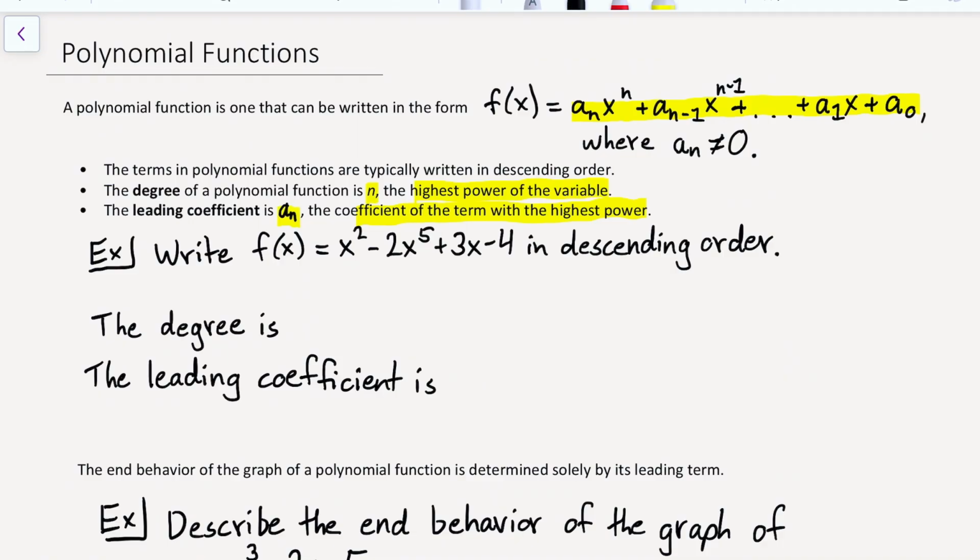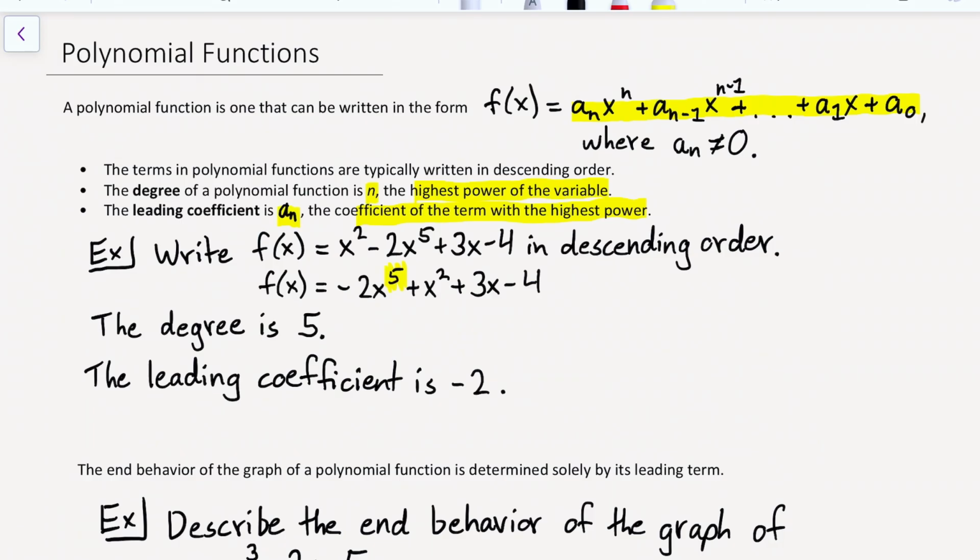So in this first example, I want to rearrange this function and write it in proper descending order. I would say here that f of x equals negative 2x to the fifth plus x squared plus 3x minus 4. The degree of this polynomial is 5 because we have an x to the fifth as our largest power. And the leading coefficient is negative 2. That's the coefficient that accompanies the x to the fifth term.